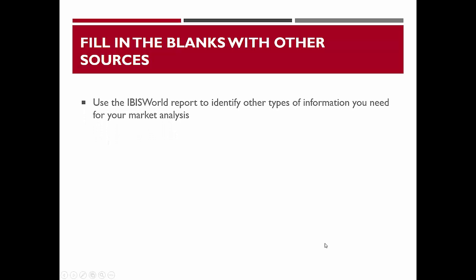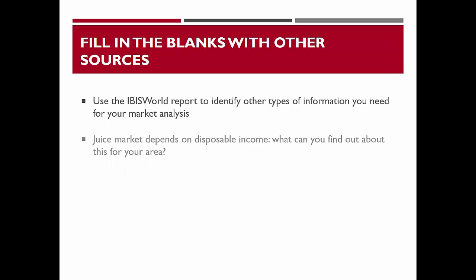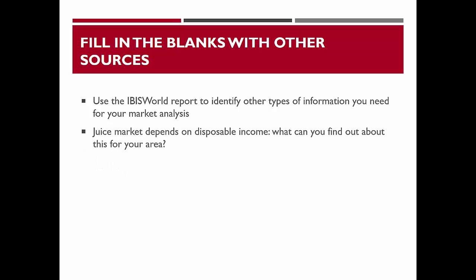So once you've got your IBIS report or reports that you're going to use, you're going to need to look at those and then figure out where the holes are in the report. And you're going to figure out how you're going to fill in those holes or those blanks with other types of sources. So you'll look at the IBIS report and you'll identify the other types of information you might need for your market analysis.